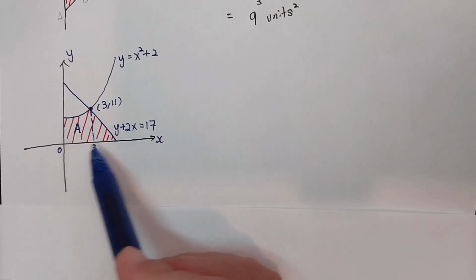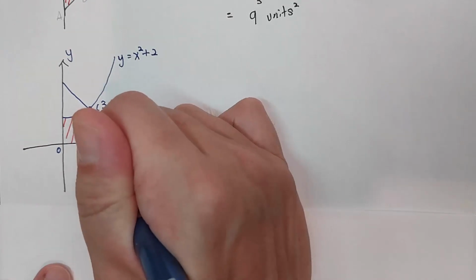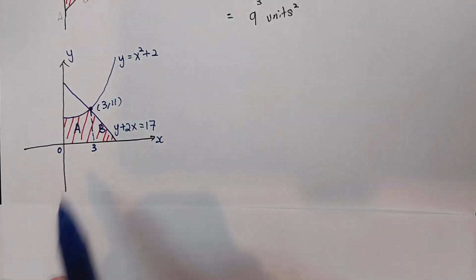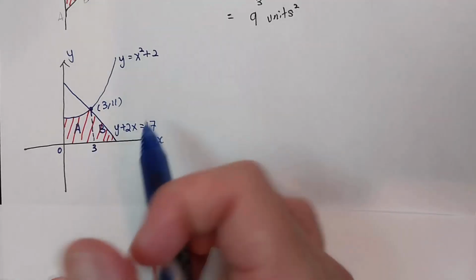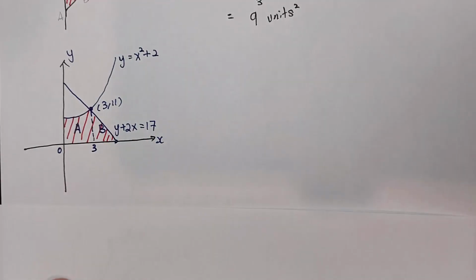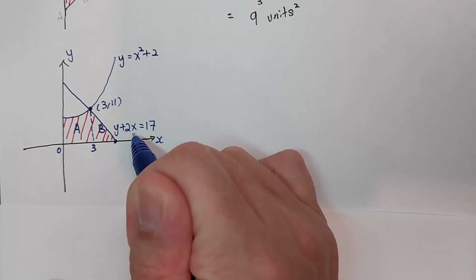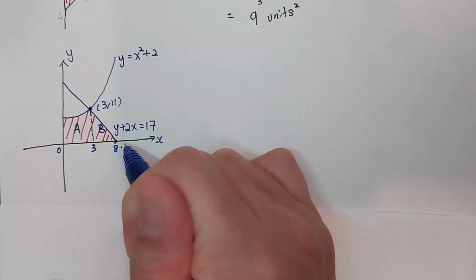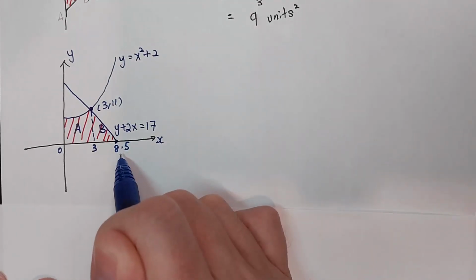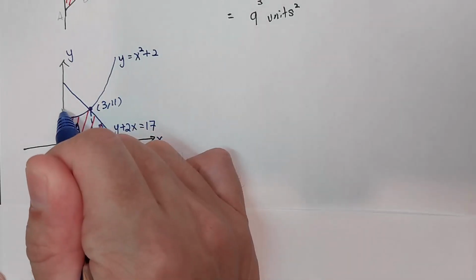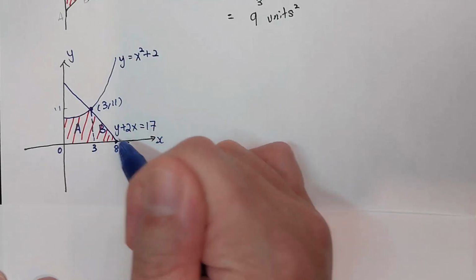So how then do we find the whole shaded region here? We must also find the region B. So you realize that region B is actually a right-angled triangle. So let us find this point here. In order to find this point, all we need to do is let y be 0 in order to find this x value here, and that will give us 8.5. So with this x value of 3 and 8.5 and the y value of 11 here, later we'll be able to find the area of this triangle.